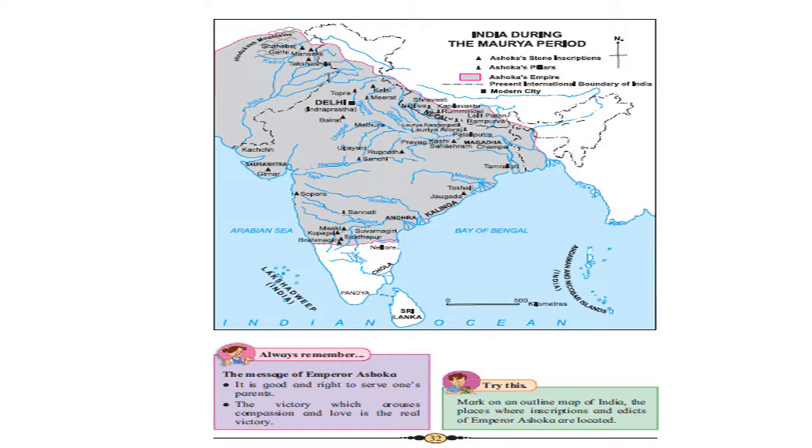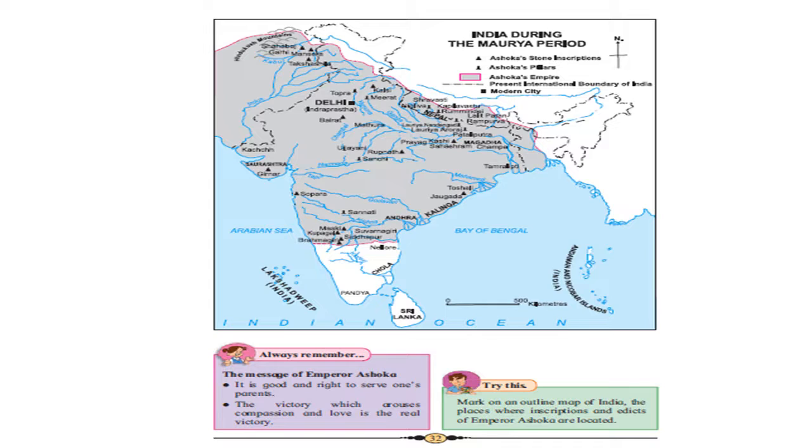In this map, we can see Ashoka's Empire extended from Afghanistan in the northwest and Nepal in the north to Karnataka and Andhra Pradesh in the south, and from Bengal in the east to Saurashtra in the west.